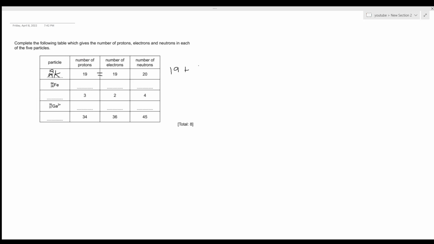Alright, so now I look at the second one, I've got to do that the other way around. It tells me it's iron, 56 and 26. The number of protons is going to be the smaller number, so that's 26. The number of electrons: there's no charge, so it's going to be the same as the number of protons. So that's also going to be 26, because no charge. Now the number of neutrons is going to be 56 minus 26, because remember it's the larger mass number minus the proton number, which is 30. So I've got 30 neutrons there.